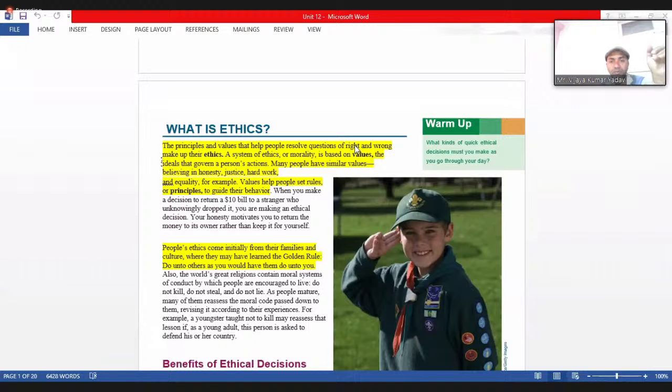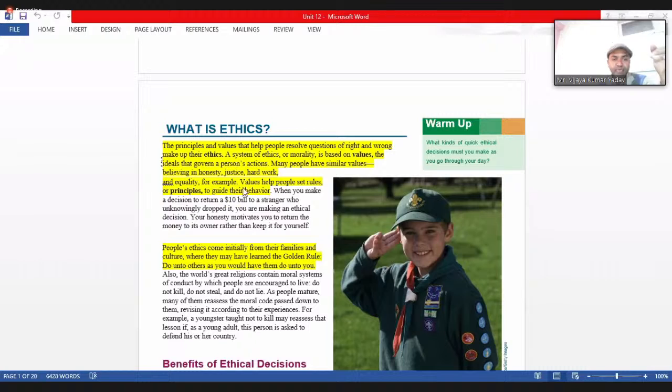So a system of ethics or morality, so generally that refers to morality, is based on values, the ideals that govern a person's actions. These are those values which control a person's actions. So our actions are controlled by our morality, that is moral values, and that is ethics. Many people have similar values, believing in honesty, justice, hard work. Many people say that we should be honest, we should believe in justice, we should believe in hard work. So what is this? This is ethics. This is morality.